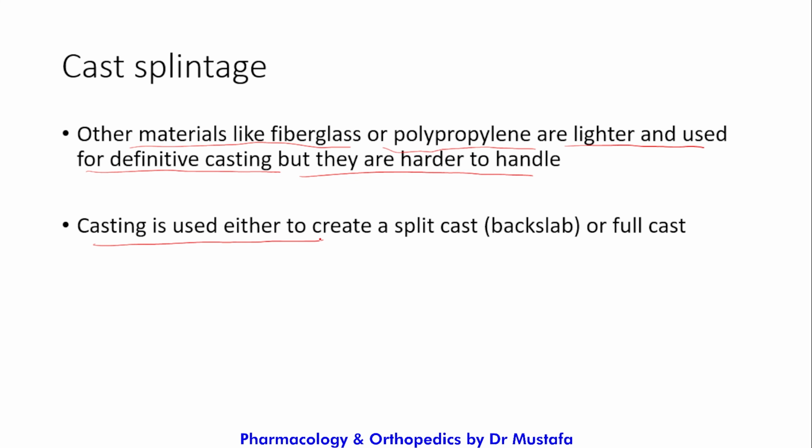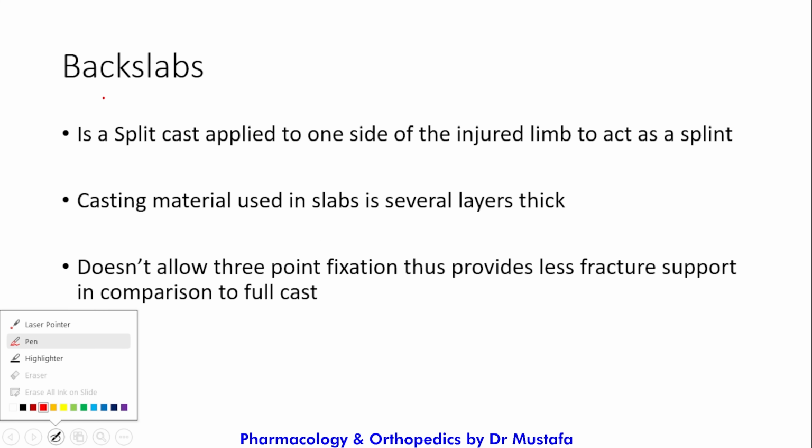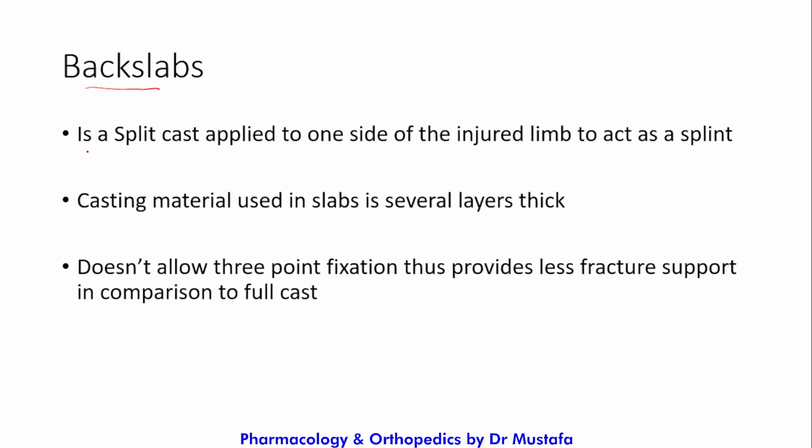Casting is used either to create a split cast, which is a back slab, or a full cast, and we will talk about each of those. So the back slabs. It is a split cast applied to one side of the injured limb to act as a splint. Split cast means that it is not a full circle. It is basically a half circle or less that is applied to the limb.